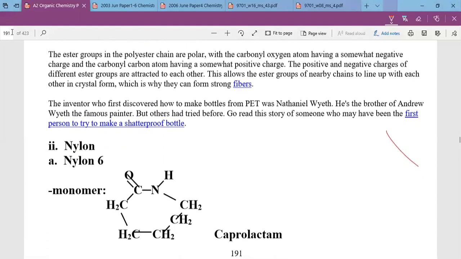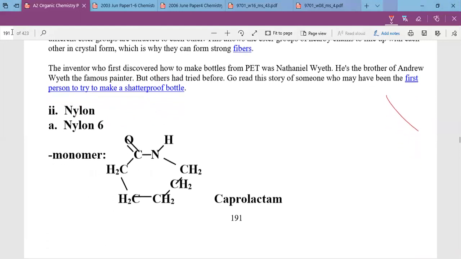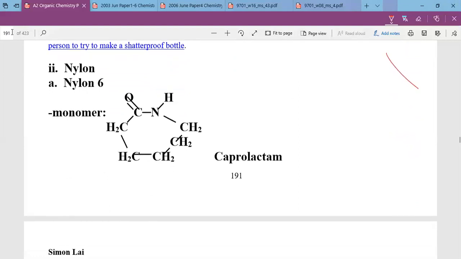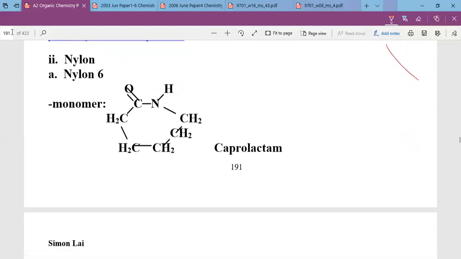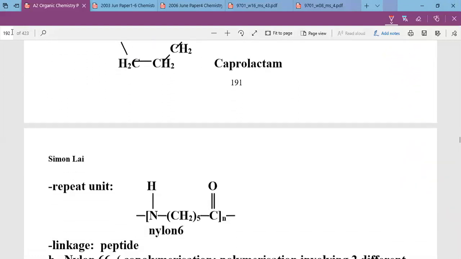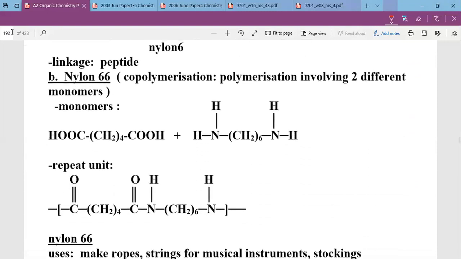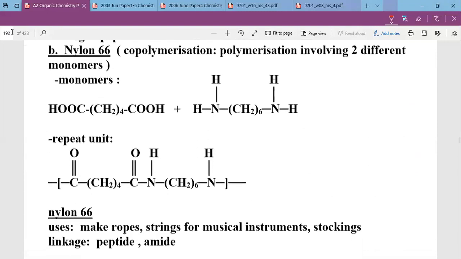Now for nylon. This is your polyamides. I want to start with nylon 66 first. Nylon 66 is easier for you. Now, why nylon 66? Remember, again, here you have a copolymer, so you have copolymerization because it comes from two monomers.